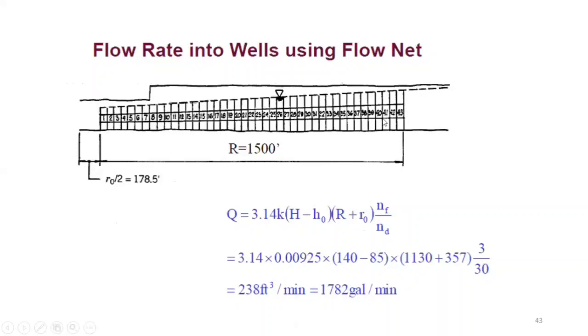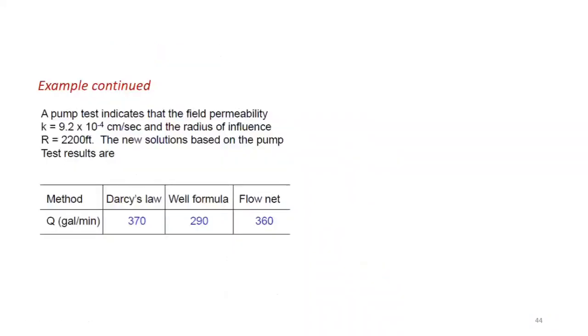So this is how this formula will work. Rest is just numbers: K, H, H naught, R naught, NF. NF is, like I said, the number of flow tubes: 1, 2, 3. And D is the number of equipotential drops starting from the center and going up to the zone of influence. According to this scale, it should end somewhere here. Okay, so you get 30 or 31, and you get the flow coming into the well as about 1,782 gallons per minute. Okay. So you got 3 different numbers from 3 different methods.